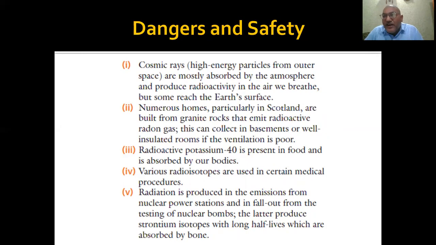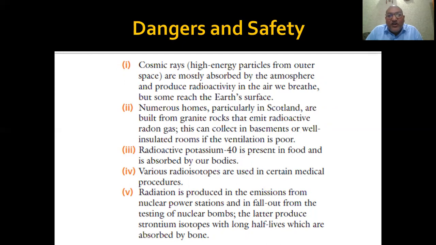So wherever the granite is used, and we like granite, it's very beautiful. People like the granite in their home. They want the walls to be tiled with the granite. And especially in the kitchens, people put granite tiles on the shelves. But it's radioactive.